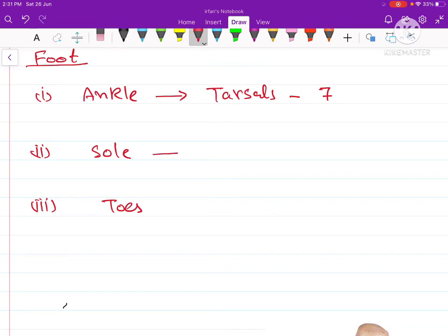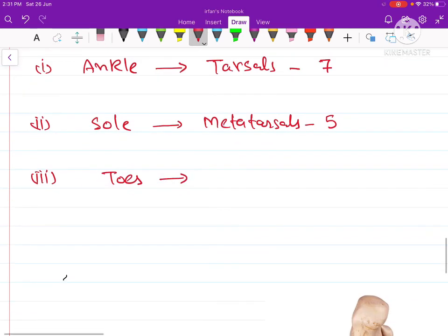Similarly, our sole is formed of 5 bones. Those 5 bones are called metatarsals. And our toes are formed of the tiny bones which are called the phalanges. The total number of phalanges present in each foot is 14. So there are 14 phalanges present in our toes.